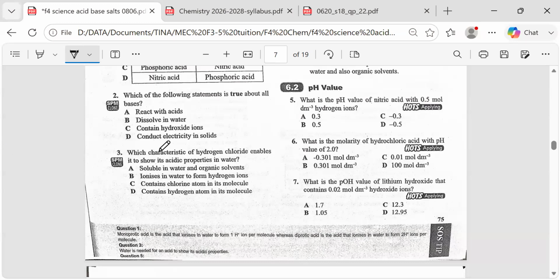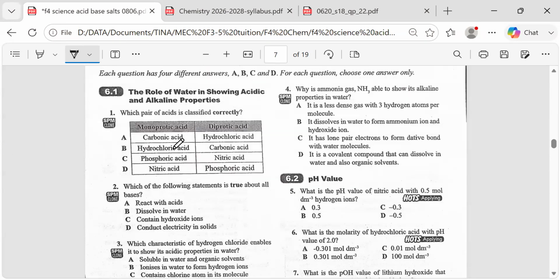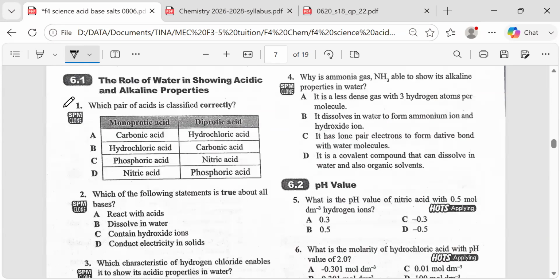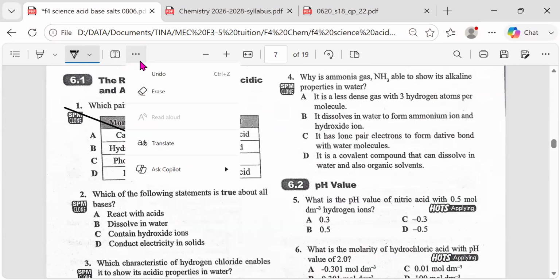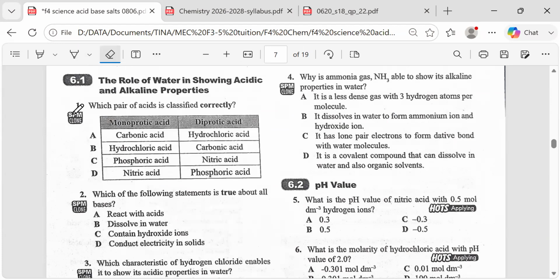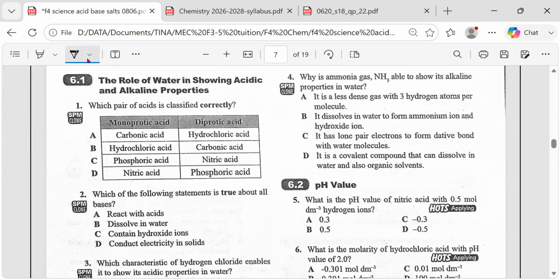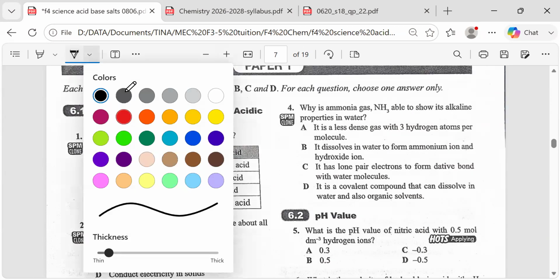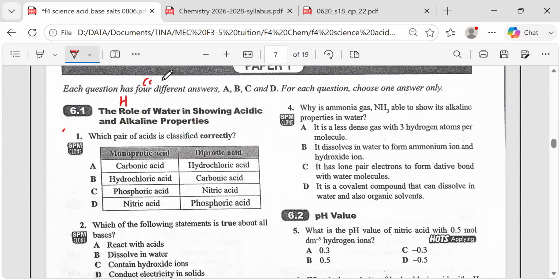So carbonic acid is the acid from HCO3 negative, so it's H2CO3. So it's diprotic. So these two are reversed, so wrong. Hydrochloric acid, monoprotic, diprotic, correct. Phosphoric acid is H3PO4, so it's 3, so no. Nitric acid is mono, but phosphoric is 3.